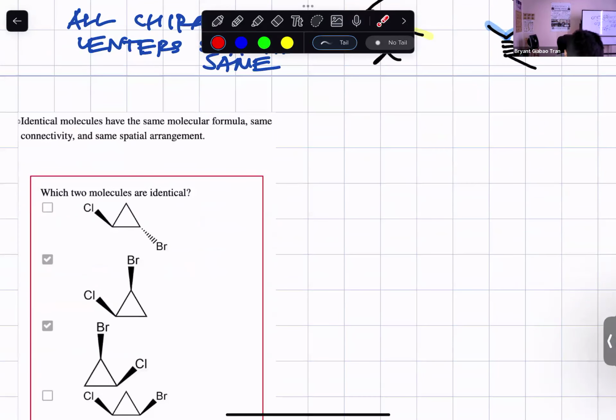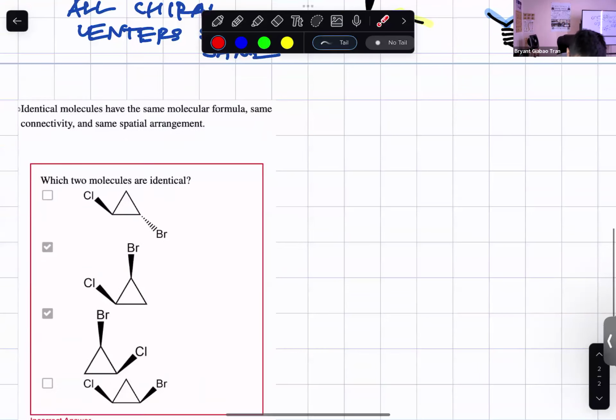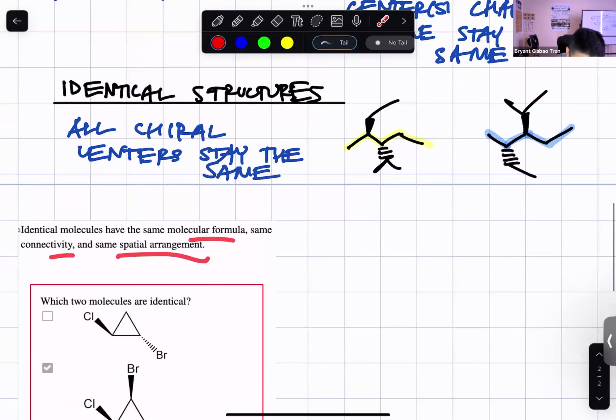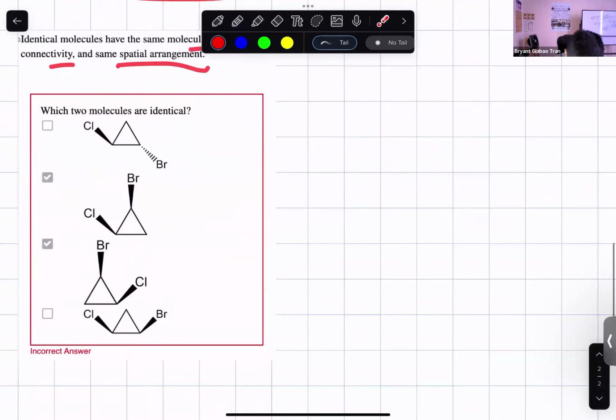So for this one here, when they're asking for which ones are identical, they have the same molecular formula, same connectivity, and the stereochemistry will stay the same.